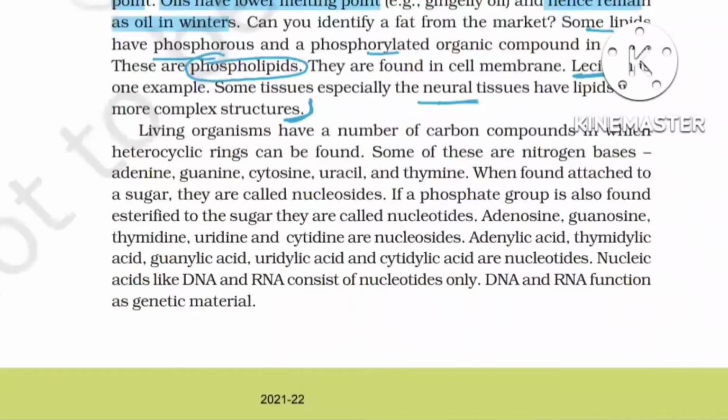Theory, if you see here, it is given. Living organisms have a number of carbon compounds in which heterocyclic rings are present, and these are nitrogenous bases, which are adenine, guanine, which are your purines, cytosine, thymine, which are your pyrimidines in DNA, and uracil is a pyrimidine present in RNA in place of thymine.